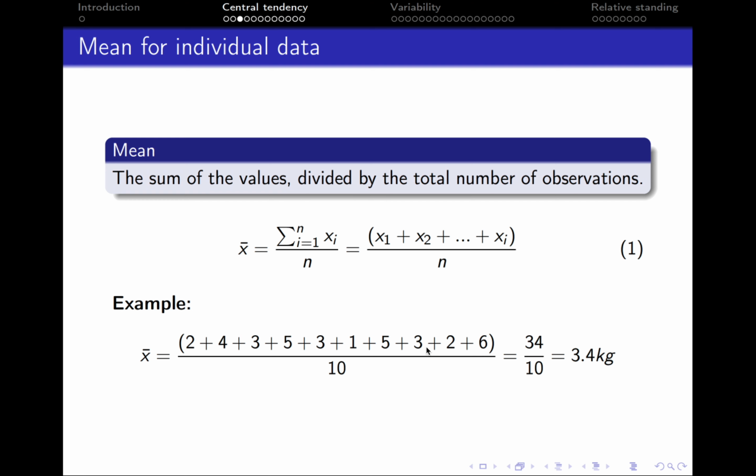The mean value, I think all of you are very much familiar with this. This is just the average, so the sum of the values divided by the total number of observations. Here is the formula: in the numerator we sum each individual value, and then we divide it by n, which is the total number of observations. If we look at our example of cheese, we've got the sum of each individual value taken from this table, and this sum is divided by 10. So we get that the mean or the average consumption of cheese per year is 3.4 kilos.